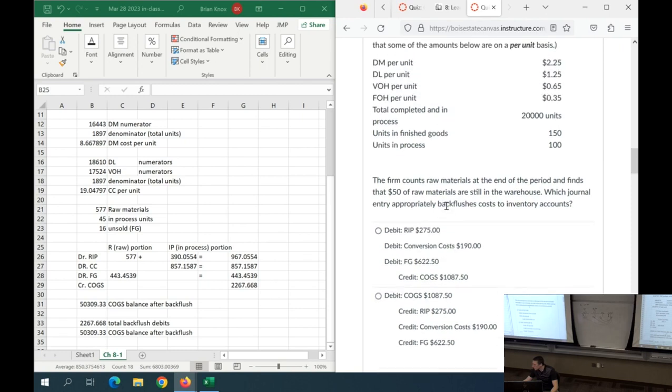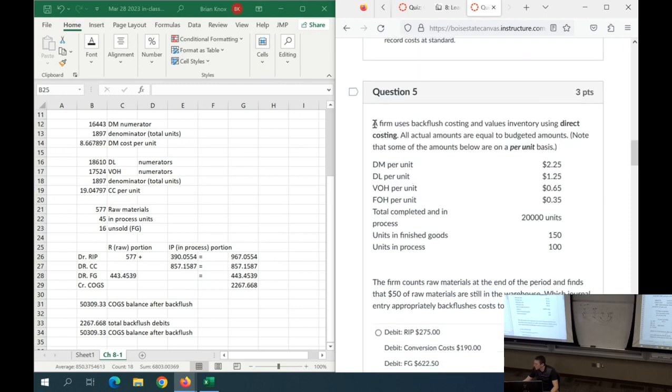All right, look at this one. All right, so here's a question. A firm uses backflush costing and values inventory using direct costing, which is all we're doing this period, this week. And I want to address this right after this question. What is this direct costing thing? And like all actual amounts are equal to budgeted amounts. That's the assumption that we're going to use entirely, because I want to make this simple.